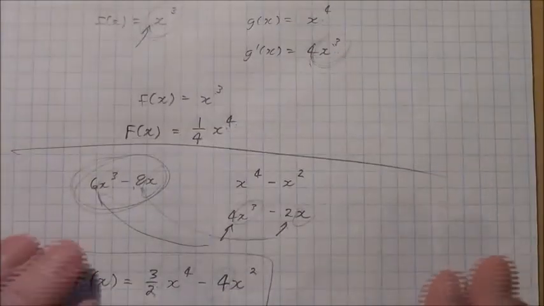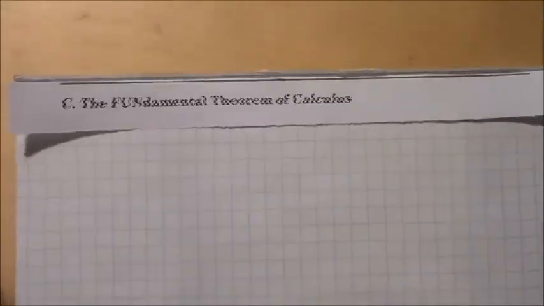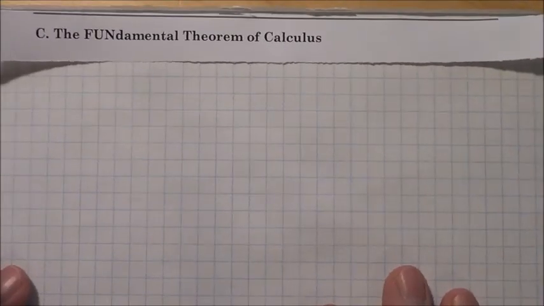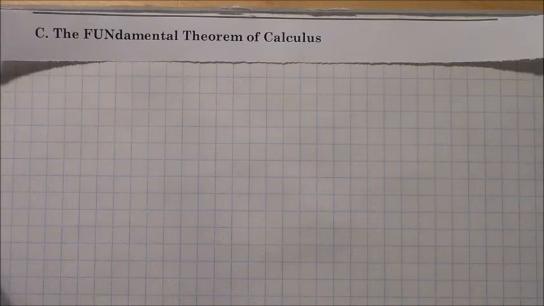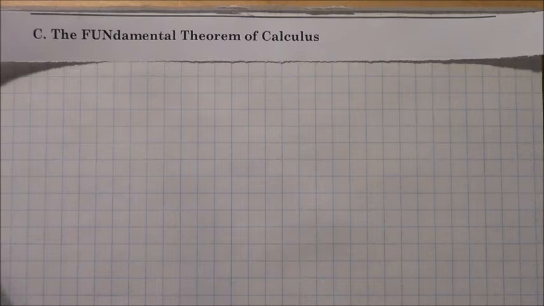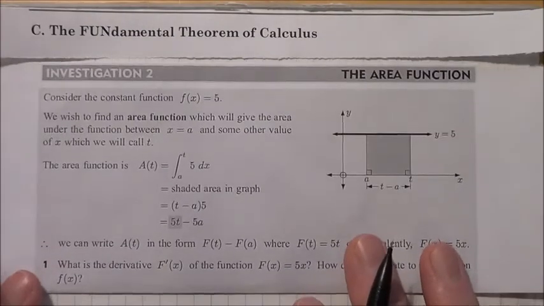Okay, so now we're going to proceed on to 18C, the fundamental theorem of calculus. So we've been looking at antiderivatives. We looked at area under the curve in 18A. Now we're going to take a little look at an investigation in your textbook from page 450, and we're going to take a look at areas under the curve again.